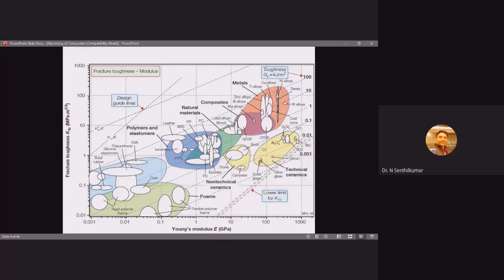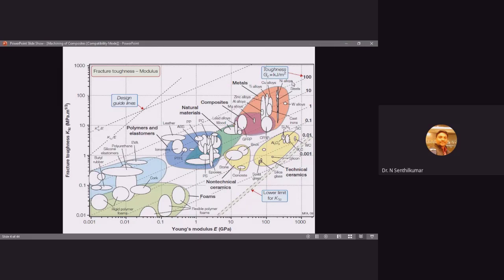Okay. So now coming on to the titanium alloys, you can see titanium alloys, copper alloys, nickel alloys. Nickel and titanium are mostly used in the aerospace industries because they have higher Young's modulus and higher fracture toughness. Then tungsten alloys also we have.